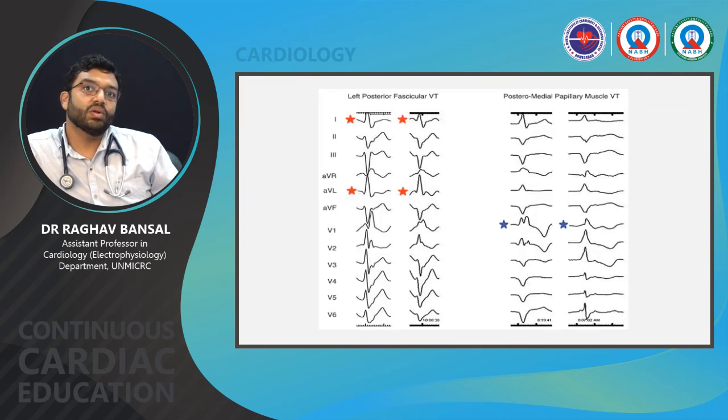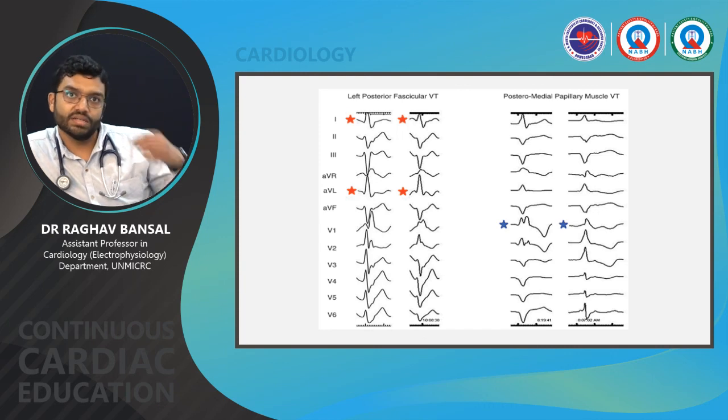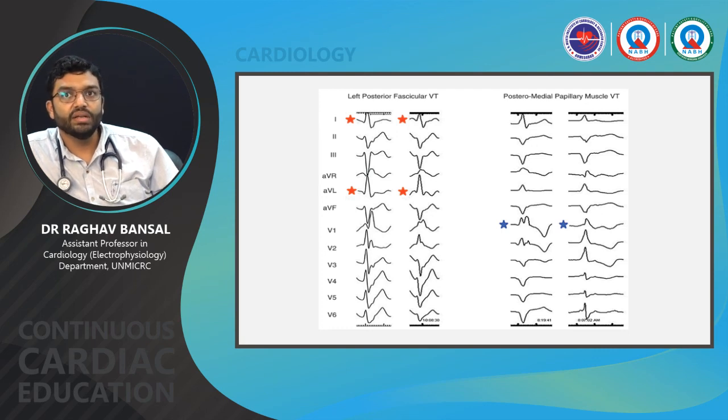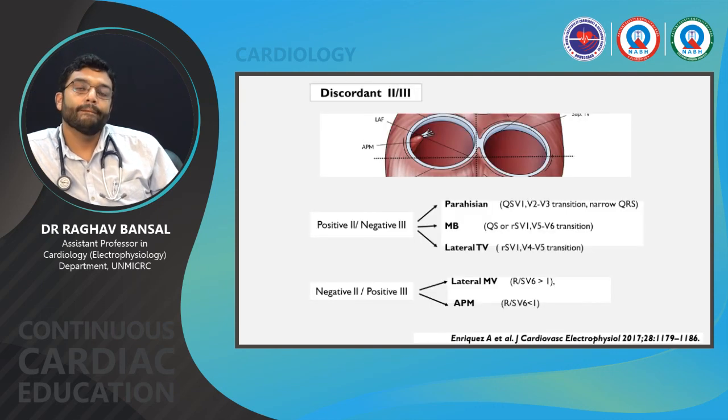So this is an example. On the left side, we can see left posterior fascicular VT, where we have a typical RBBB pattern in lead V1, an RSR dash pattern, and the R dash is bigger than R, plus we have a small Q in 1 and AVL. While on the right side, we see a papillary muscle VT, where it is either a monophasic R as on the right side, or it may be an R dash pattern where R and R dash are almost equal, and there is no Q wave in 1 and AVL in papillary muscle VT. Plus the papillary muscle VT is slightly broader than the fascicular VT.